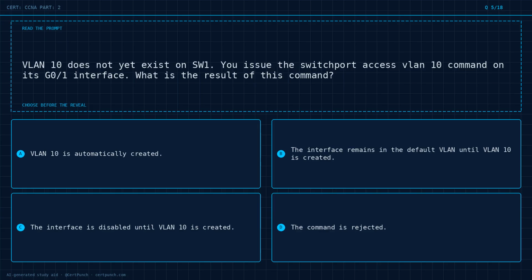Question 5 of 18. VLAN 10 does not yet exist on SW1. You issue the switchport access vlan 10 command on its G0/1 interface. What is the result of this command? Option A. VLAN 10 is automatically created. Option B. The interface remains in the default VLAN until VLAN 10 is created. Option C. The interface is disabled until VLAN 10 is created. Option D. The command is rejected. Choose the best answer before the reveal. Commit to it now. The answer is option A.